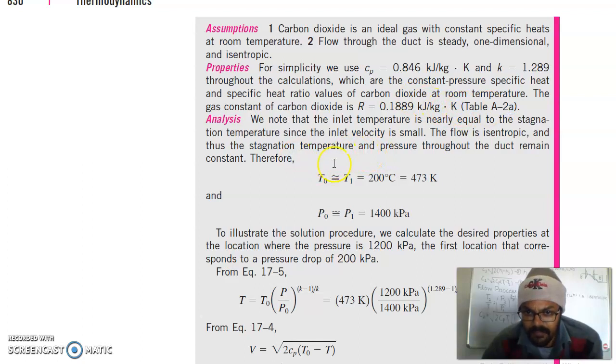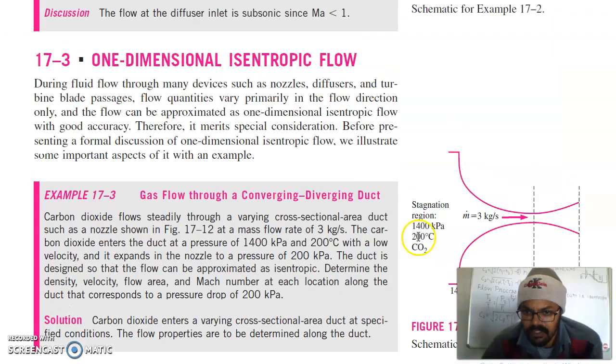Now at the inlet, velocity is very low, so stagnation temperature is almost equal to the temperature. Because velocity is low, this stagnation temperature, which includes the kinetic energy of the fluid, is almost equal to T1, 200 degrees Celsius. Also, stagnation pressure is the same as the pressure at the inlet. Because at the inlet this area is very large, the inlet velocity is very marginal. So stagnation temperature and pressure are the same as 1400 kPa and 200 degrees Celsius.